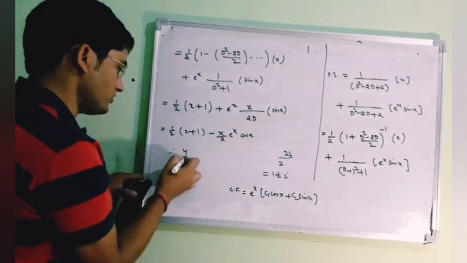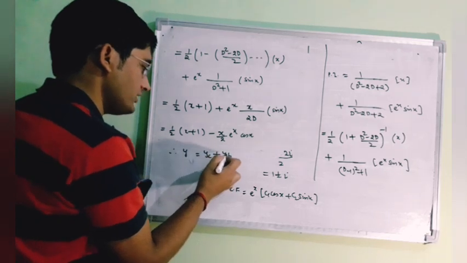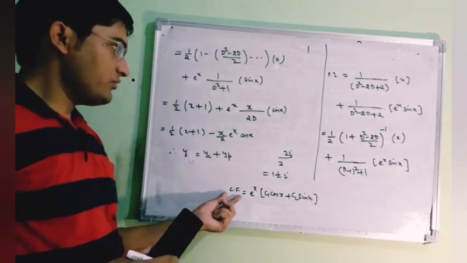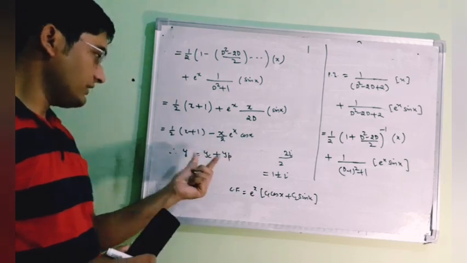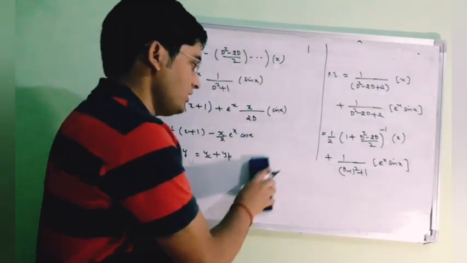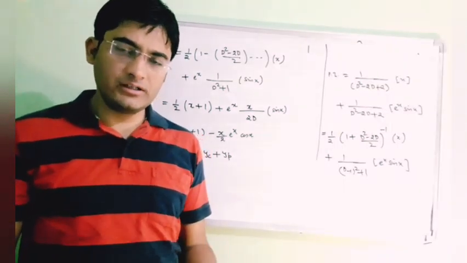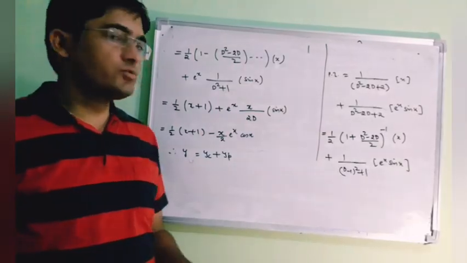So your general solution will be the sum of the complementary function plus the particular integral. If this is your complementary function and this is your particular integral, then their sum will be the general solution of the problem. So this is all about this lecture. In the next lecture, I will discuss some general case of the linear differential equation with constant coefficient.